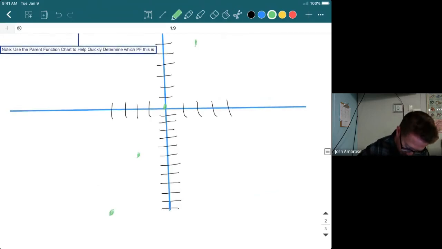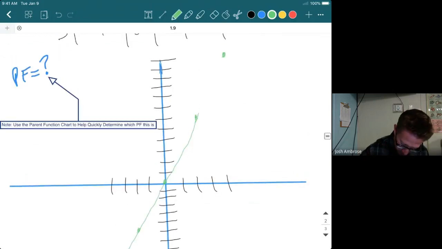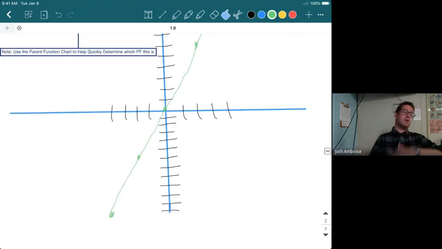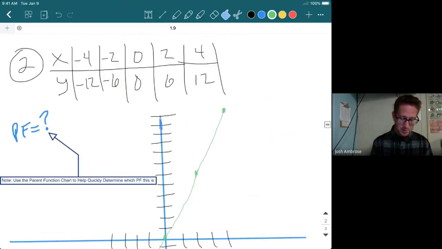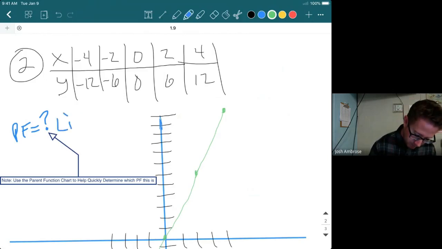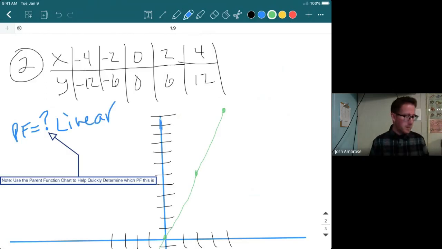Now, I realize I can't perfectly fit this here. And of course, drawing that straight line is going to be the best job Mr. A can produce for you. Let's see if we can, there we go. Let's connect it all the way through. So what is a straight line? When you go back to that chart, what parent function are we doing? Use that parent function chart. It's going to help you. It's going to get you the answer really, really quick. That's a linear parent function.